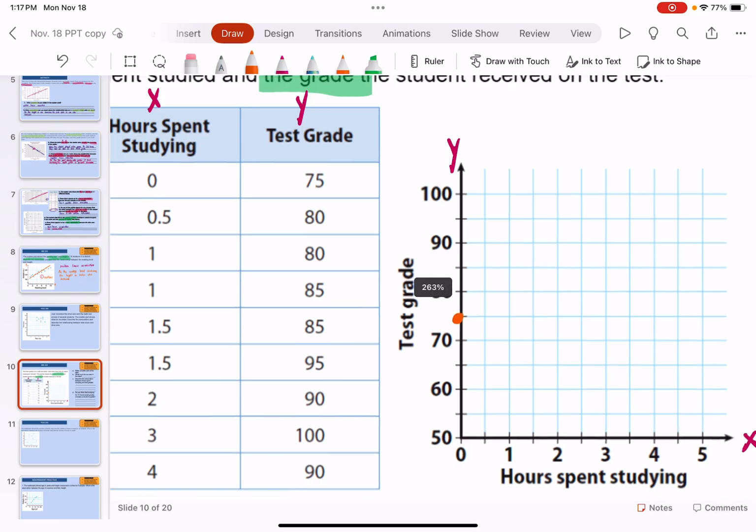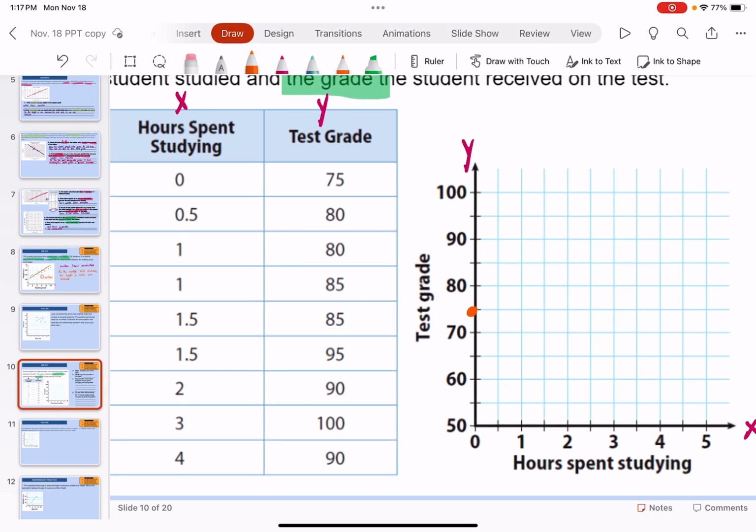Then we have 0.5, 80. So 0.5 on the x-axis is going to be between the 0 and the 1, halfway in between, go up to 80. Then we have 1, 80. So go to 1, go up to 80. Then we have 1, 85. Then we have 1.5 and 95. And then we have 2 and 90. And then 3 and 100. And then lastly, we have 4 and 90.